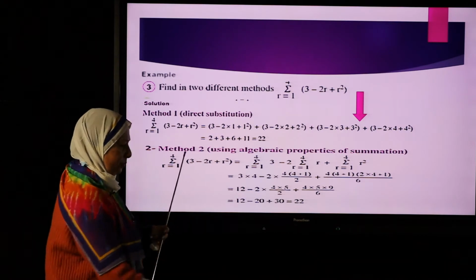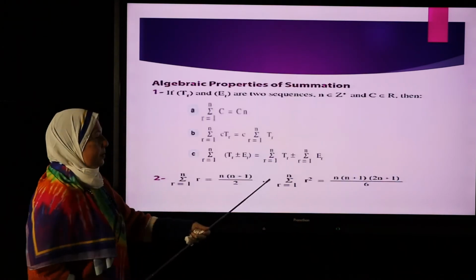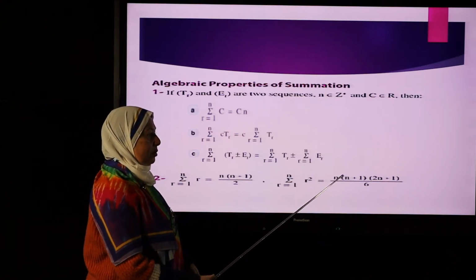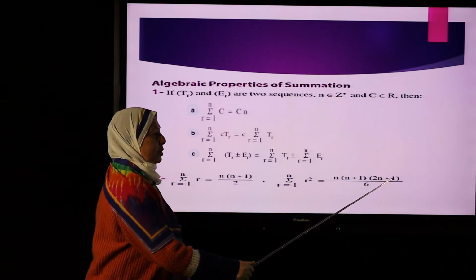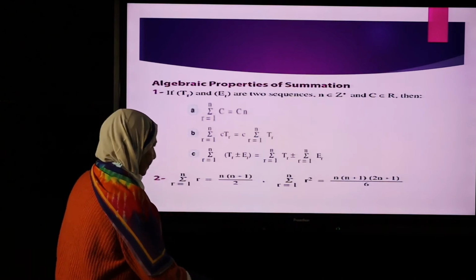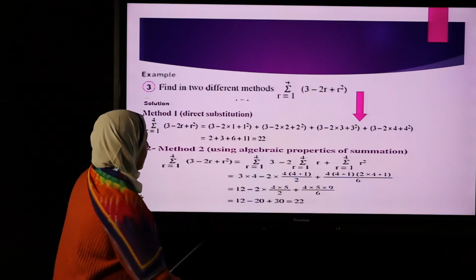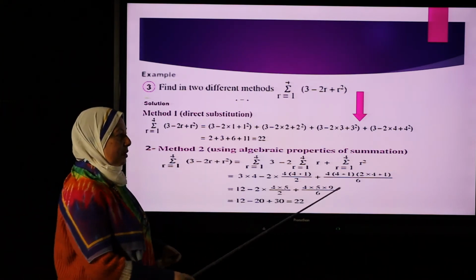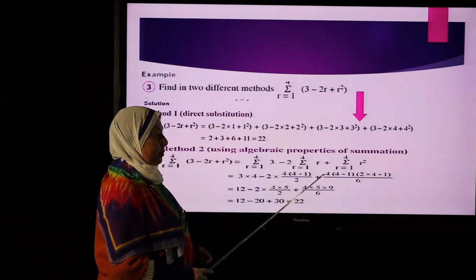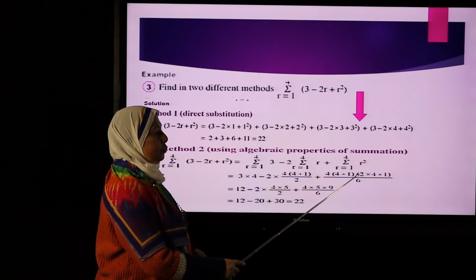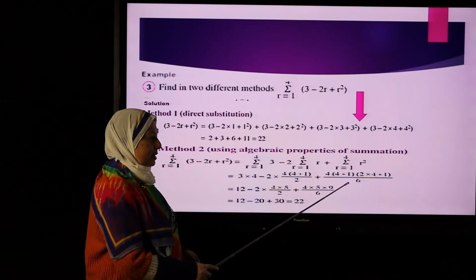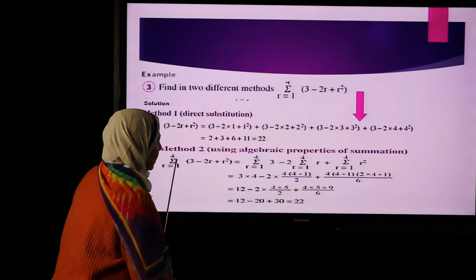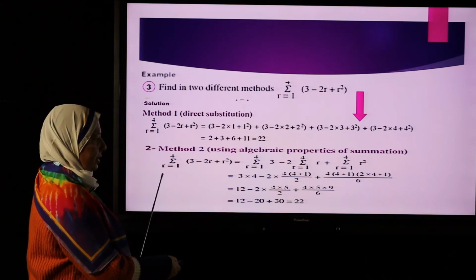And the third term: summation notation of r squared from r equal 1 to n equals n times (n plus 1) times (2n plus 1) over 6. For example, summation notation from r equal 1 to 4 of r squared. n equals 4: 4 times (4 plus 1) times (2 times 4 plus 1) over 6 by using this rule. Get the result by the calculator, by mental, any other way.